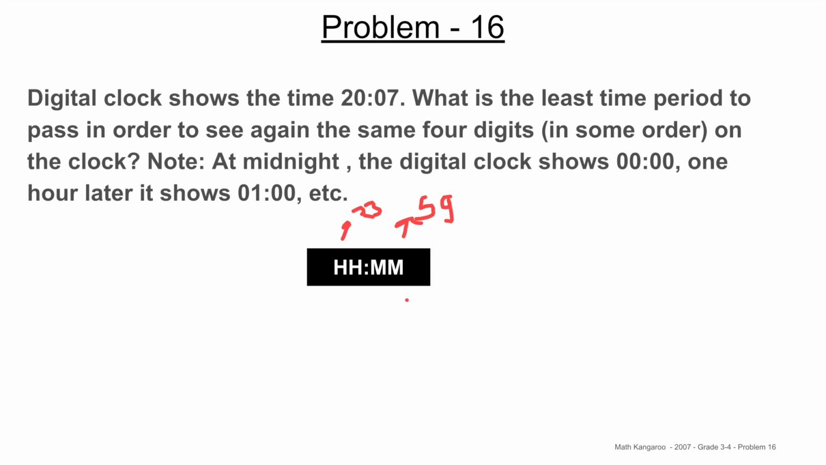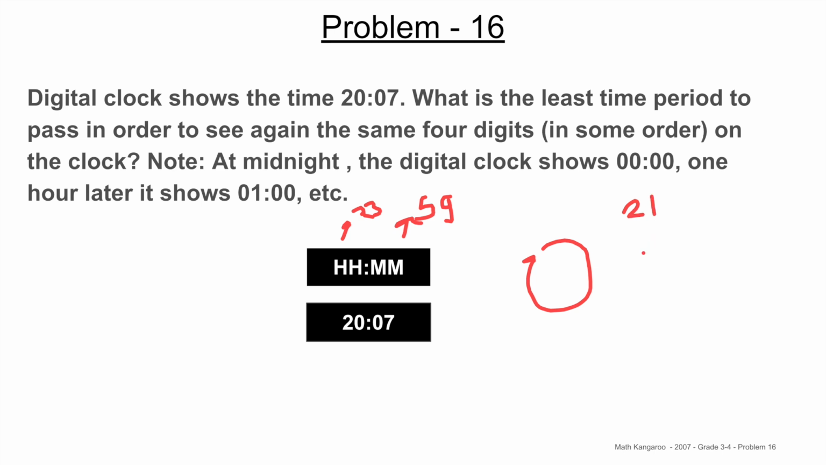Now, let's start. What we see is 20:07. We have to find the next time, which is a combination of these digits 2, 0, 0, 7. So in that hour of 20, we don't see this combination again. In the hour of 21, we won't, because it has a 1. We don't need 1. 22, we don't. 23, we don't. 24 becomes 00.